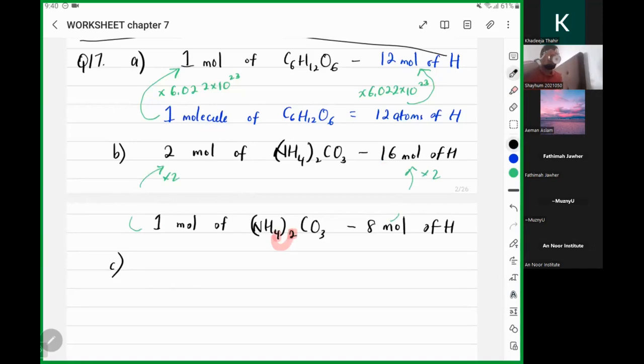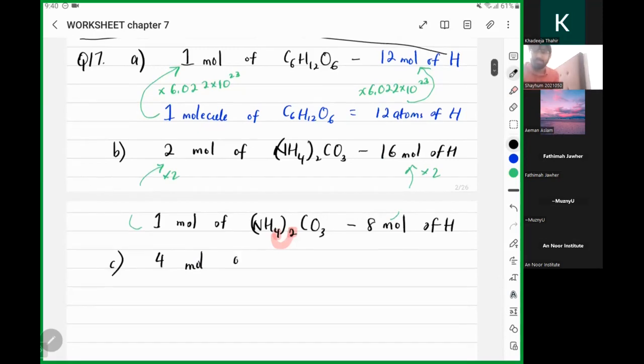Then C. C says 4 mole of H2O. So if you have 4, first you have to find for 1. So 1 mole of H2O has how much? 2 mole of hydrogen. So 4 mole will have how much? 8. Good.